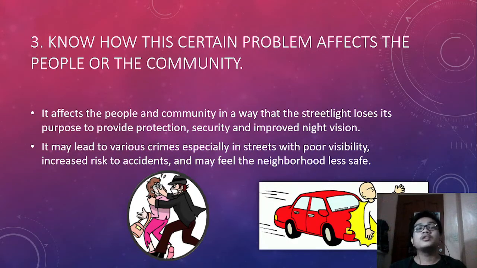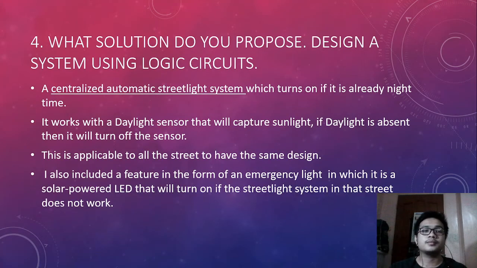Number 3, know how this certain problem affects the people or the community. As I said a while ago, it affects the people in a way that it loses its purpose to provide illumination, protection, and security for the night. It may lead to various crimes, especially in streets with poor visibility, increased risk of accidents, and people may feel that the neighborhood is less safe when there are malfunctioning street lights.